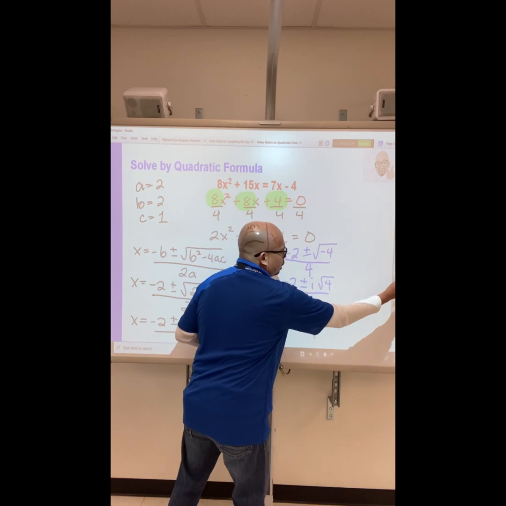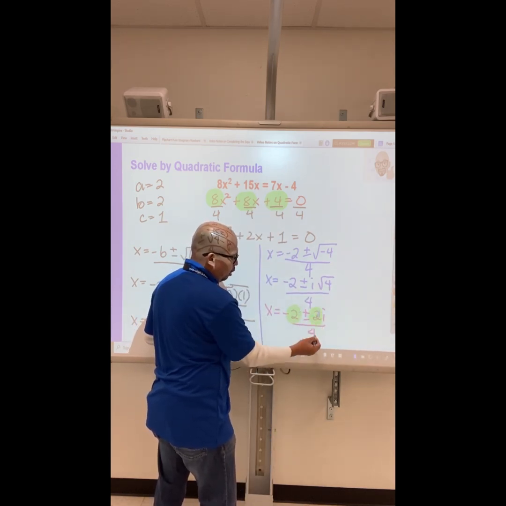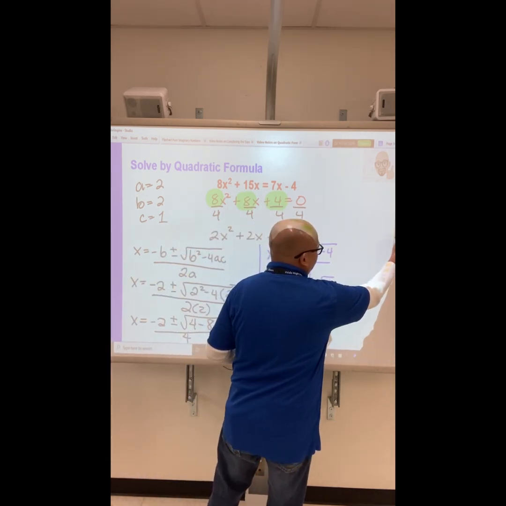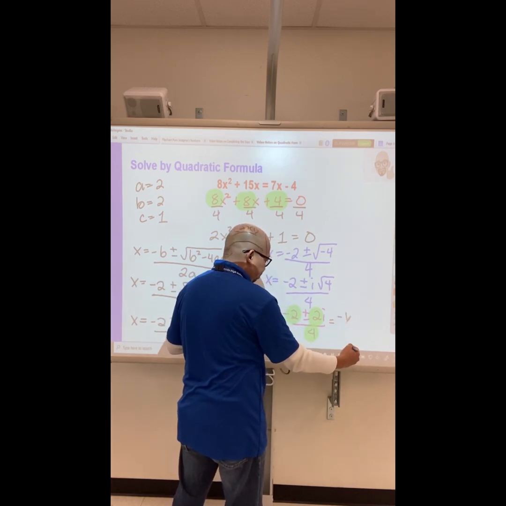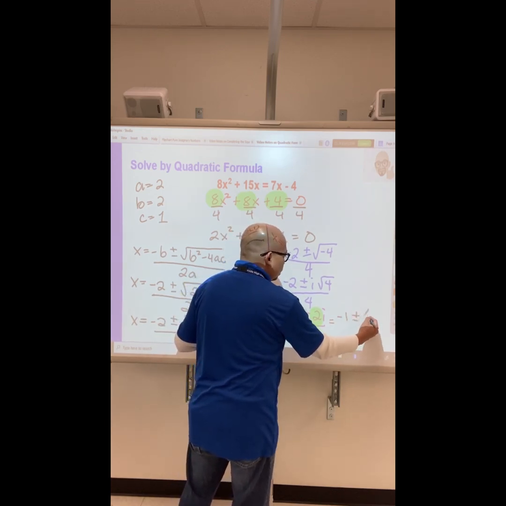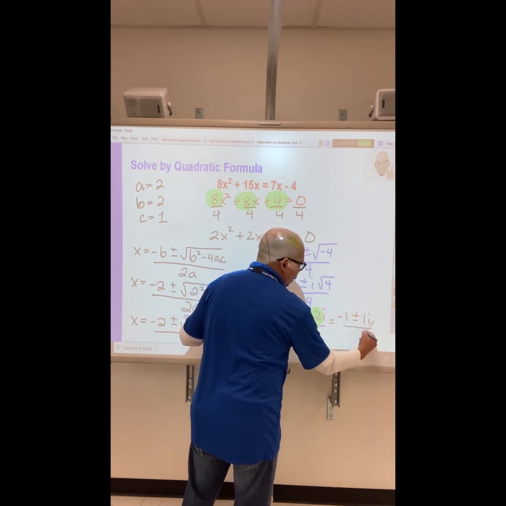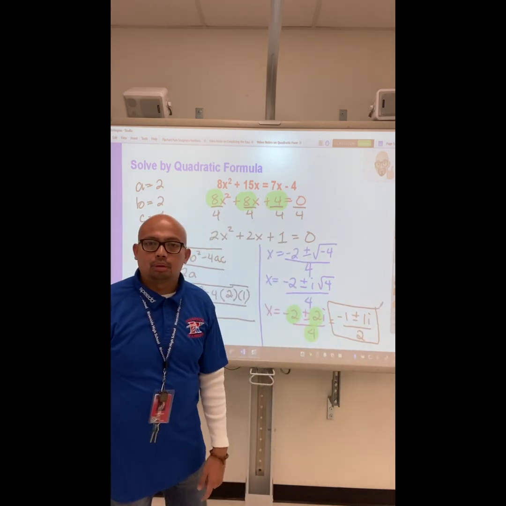And what do you notice about our numbers here? Negative 2, 2, 4. They're all divisible by 2. I can simplify them by dividing them all by 2. That will make negative 1 plus or minus 1i, or just i, over 2. And that's how the cookie crumbles.